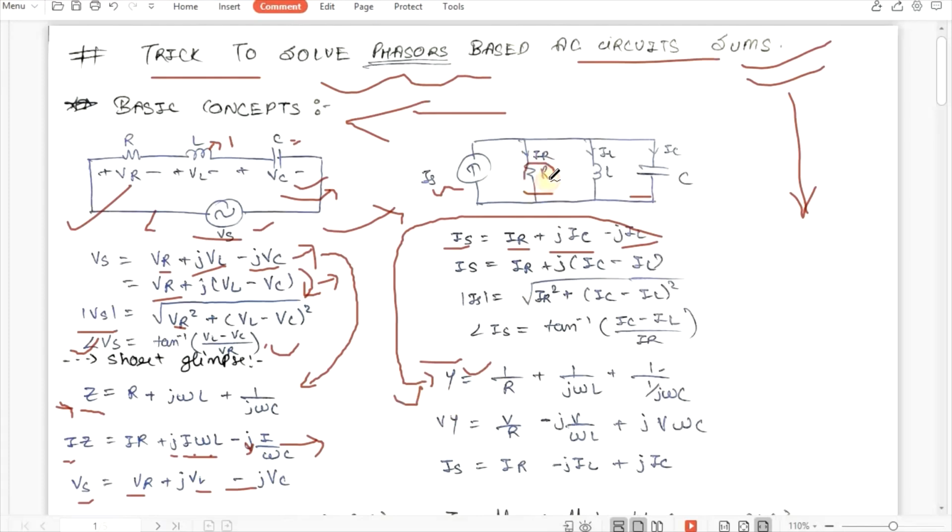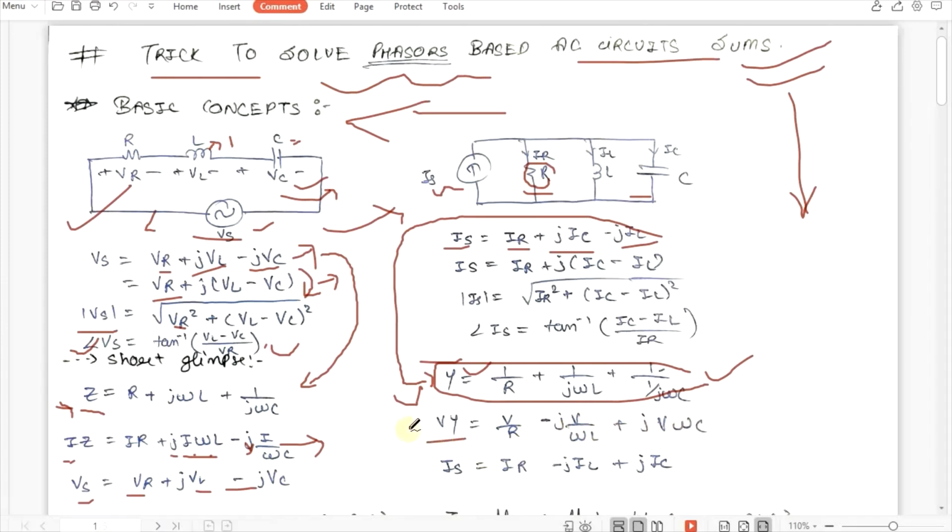So in parallel we are finding admittance, and admittance will be 1 upon R, basically the reciprocal of the impedance, plus 1 upon jωL, since impedance is jωL. Similarly for the capacitor it will be jωC. So all are in admittance form, and this is our input admittance. Now if we multiply this complete equation by V, we will get VY equals V by R minus jV by ωL plus jVωC.